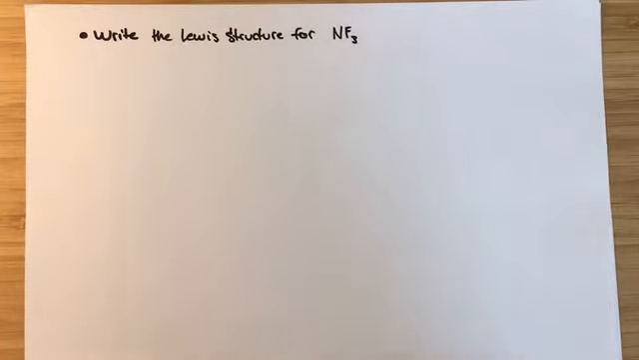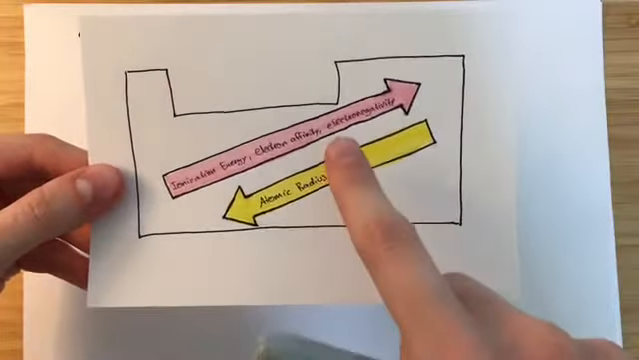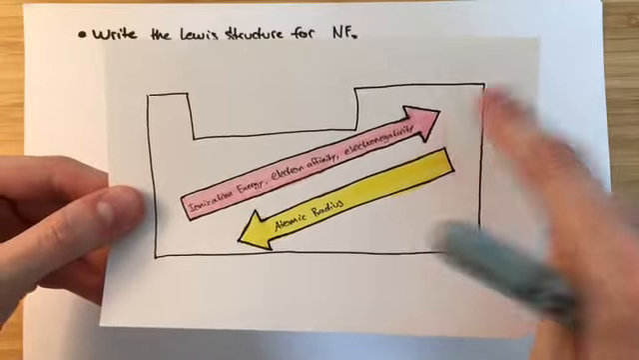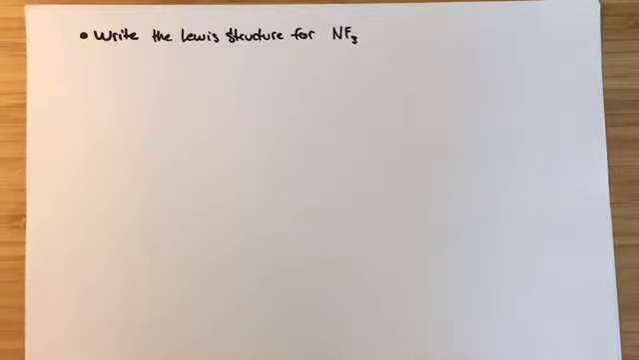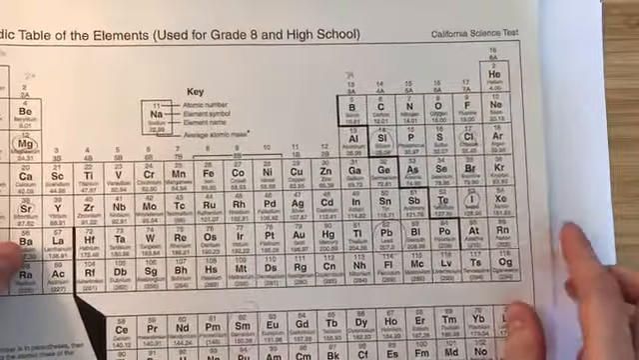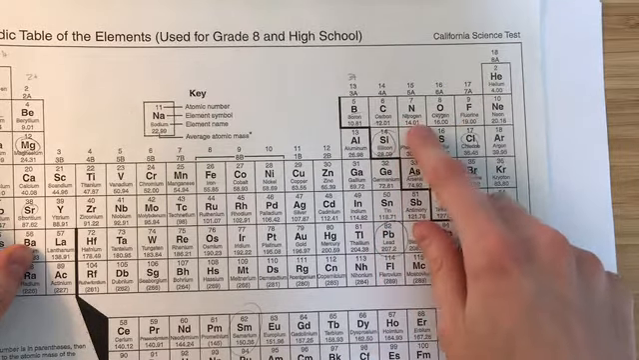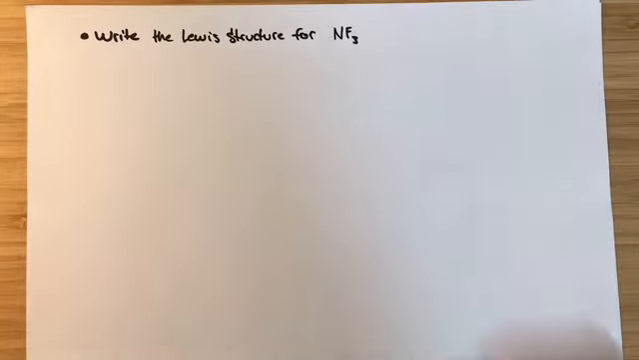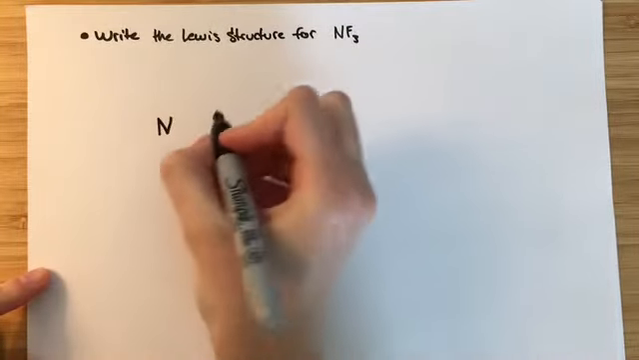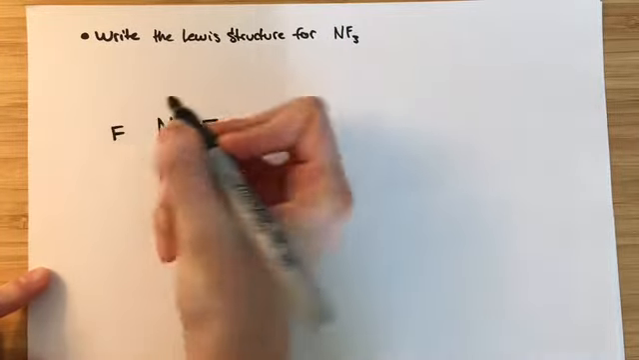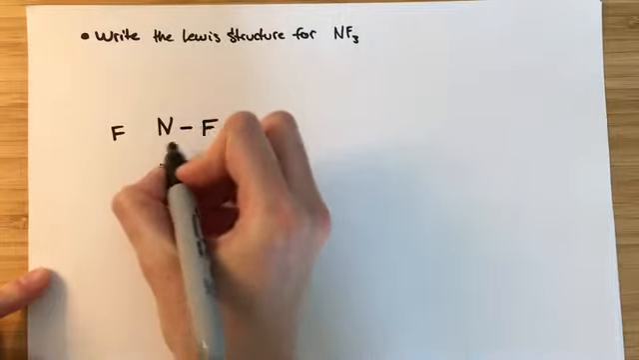So we need to find out which is the least electronegative element. If we look at this chart here, we see that the electronegativity of atoms goes this way on the periodic table of elements. So if we grab our table of elements, we see that nitrogen is less electronegative than fluorine. So we're going to put nitrogen in the middle with fluorine around it. Let's write that out. We have nitrogen, and then we're going to put our 3 fluorines around it. And then these will be connected with a single bond.